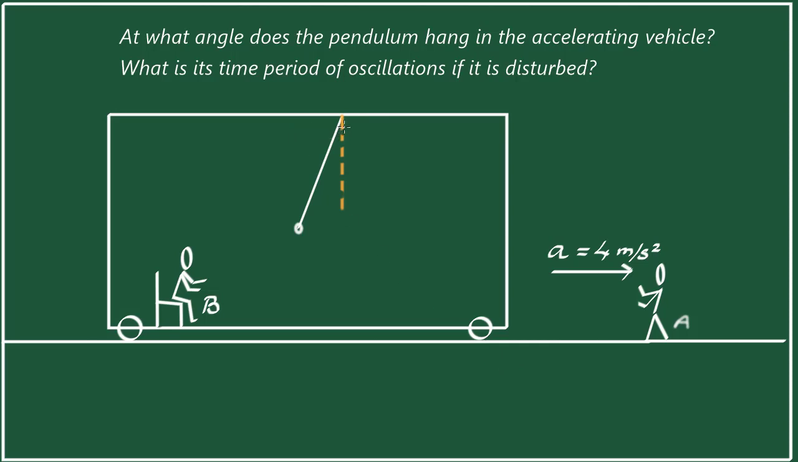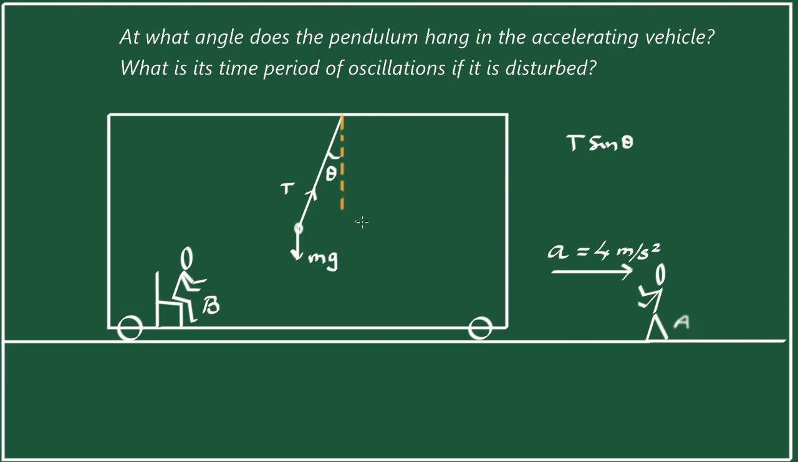Now inside the vehicle there's a pendulum which hangs at an angle theta, and we usually find this angle theta by solving the problem from the point of view of person A. So in the ground frame, the way we solve the problem is as follows. We draw the free body diagram, tension T and force of gravity mg. And the horizontal component of tension is T sine theta.